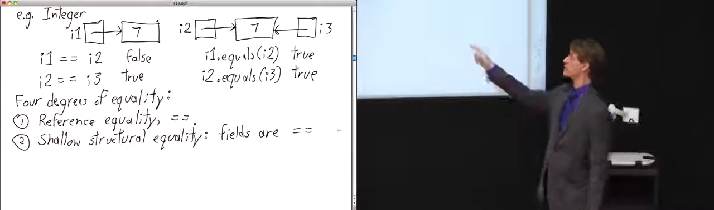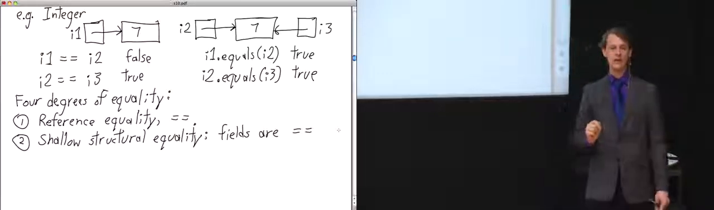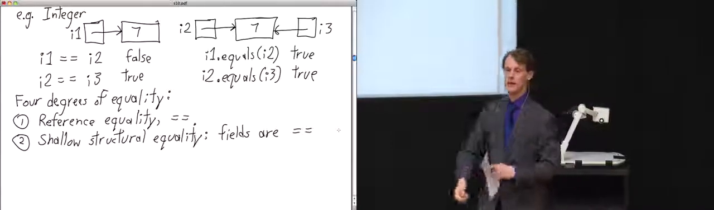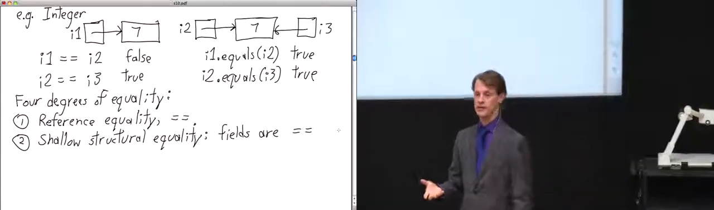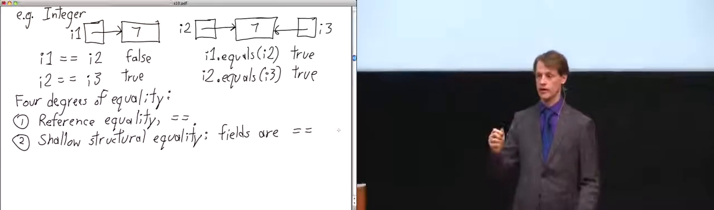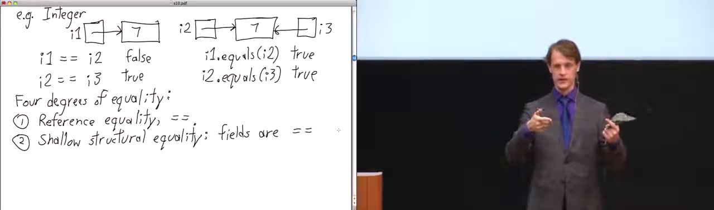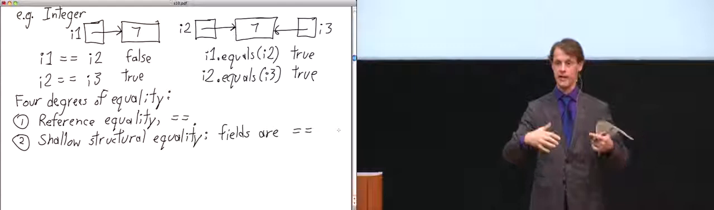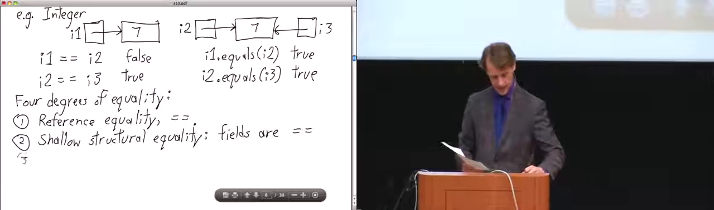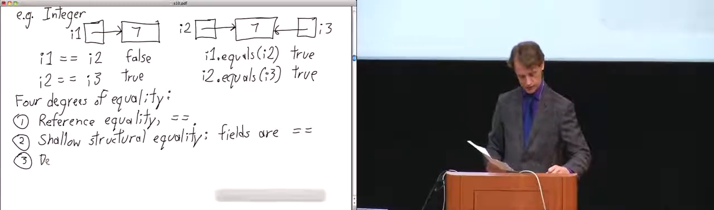So if 2 lists have all their fields equal, that means they both point to the same list node. In practice, you're not going to have 2 different lists that have the same head list node, but you might have 2 different lists with different list nodes that have the same content. So we'd like to have a way to test for that as well, and that is called deep structural equality.